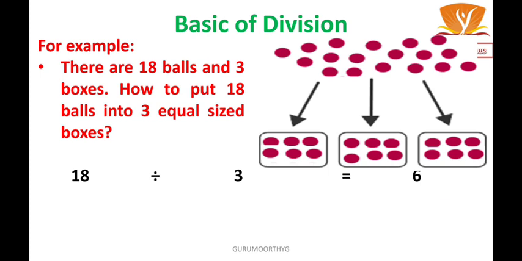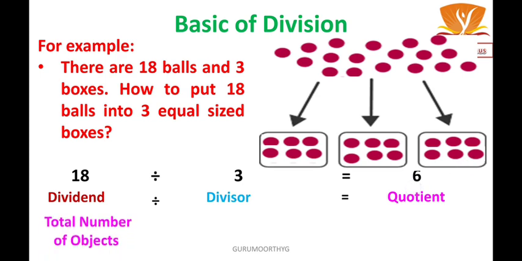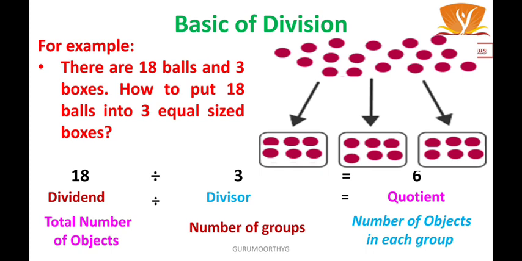Here 18 is the dividend, the number that gets divided. 3 is the divisor, the number that divides. 6 is the quotient, the answer in division. Dividend divided by divisor equals quotient. That means the total number of objects divided by the number of groups equals the number of objects in each group.